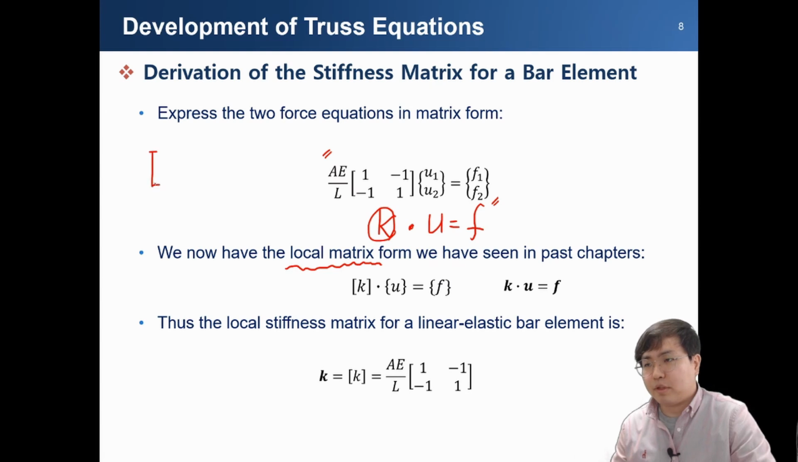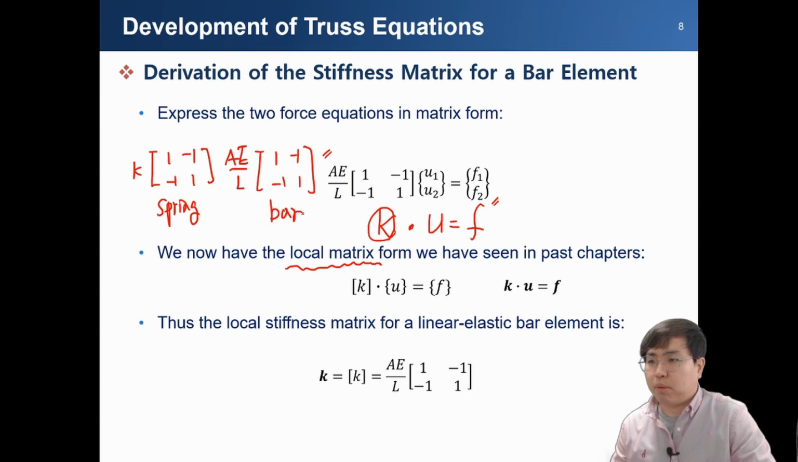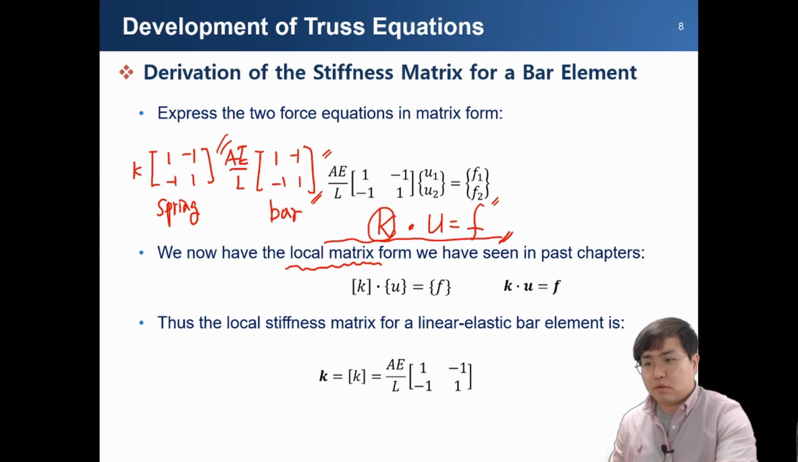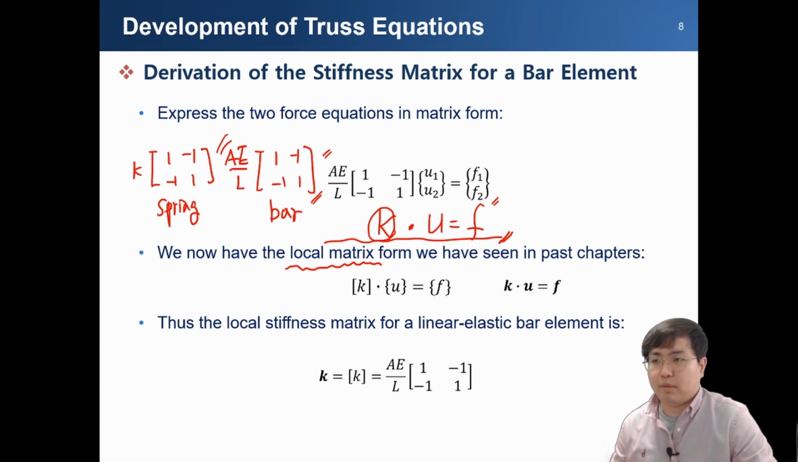Very similarly, the spring element looks like this. For the bar element, similarly, the spring constant changes to the cross-section area times Young's modulus over the length. So this is a truss or bar system, and this is the local stiffness matrix of the truss element. So we can obtain the single local stiffness matrix equation. If you have more elements, you must assemble this local stiffness matrix into the global stiffness matrix.